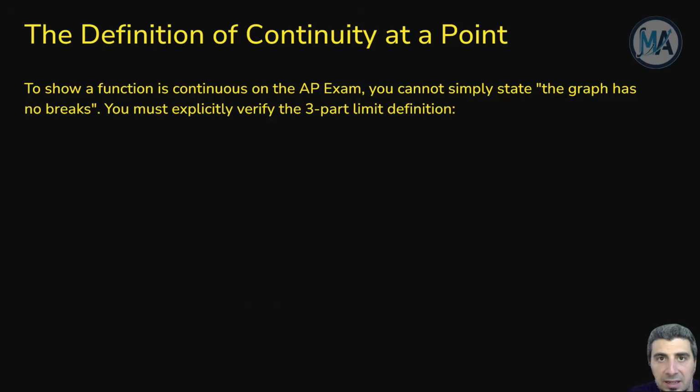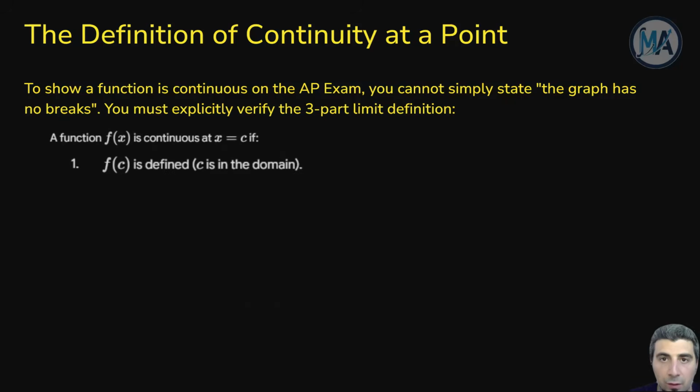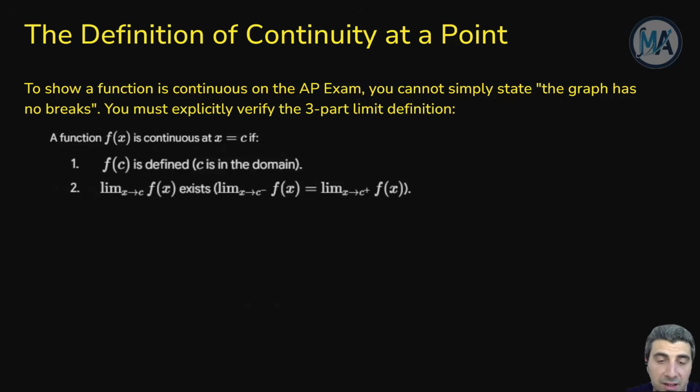You need to explicitly use this three-part definition checklist. First, the function must be defined at C. In other words, C is in the domain. Second, the limit as x approaches C must exist. And third, the limit and function value must equal one another.